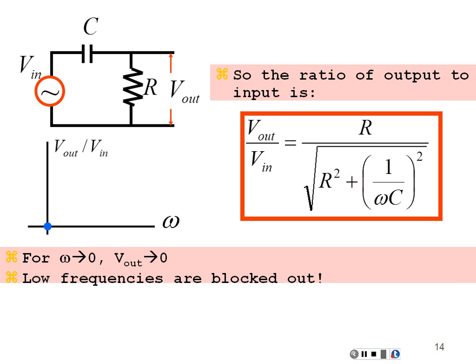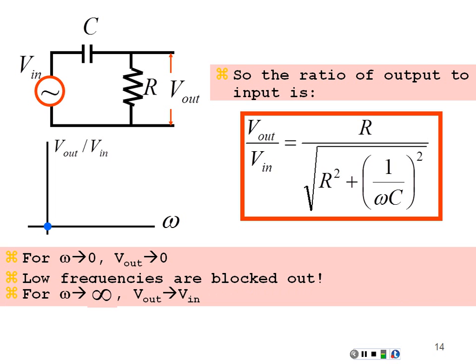What would happen if omega were high frequency? If omega were high frequency, we would have 1 over high frequency, which is basically 0, and we would have R over the square root of R squared, which would be R over R. It would approach 1. So our output would approach everything of our input. So for high frequencies, just about everything makes it out.